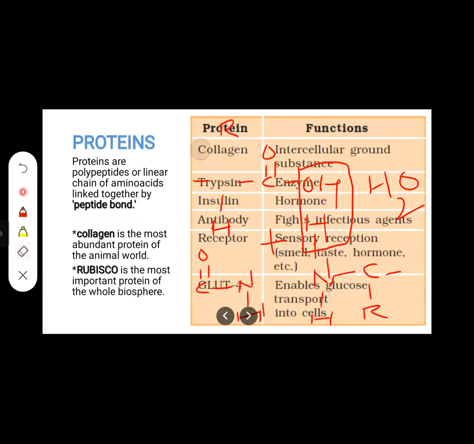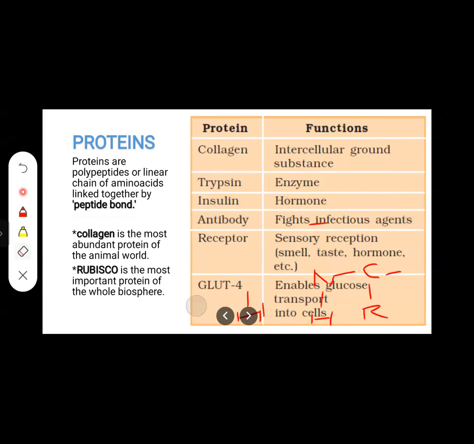So if you see the examples here, you can find this in your textbook again. This is also one of the important tables from the NEET exam point of view. So let us come from the last. GLUT4. This GLUT4 is the receptor.